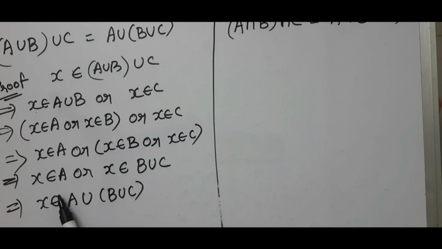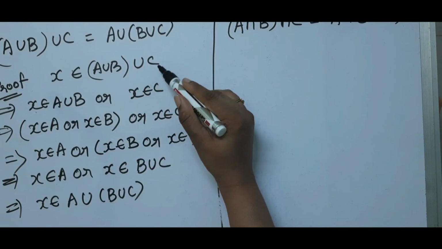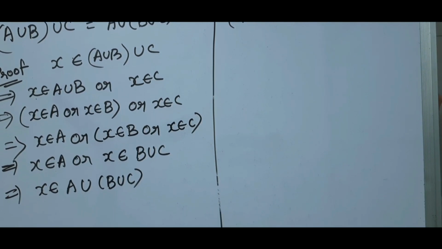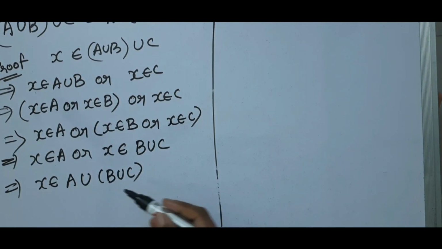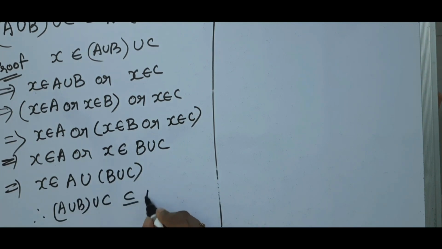Is it not? If an element belongs to A and the element belongs to B union C set, it means it belongs to the whole set, union of the whole set. So A union B union C. I have written X belongs to A union B union C. So we have taken an element which belongs to A union B union C. Hence, as I said in commutative law, similarly here we can say that the elements of this set A union B union C are subset of A union B union C.